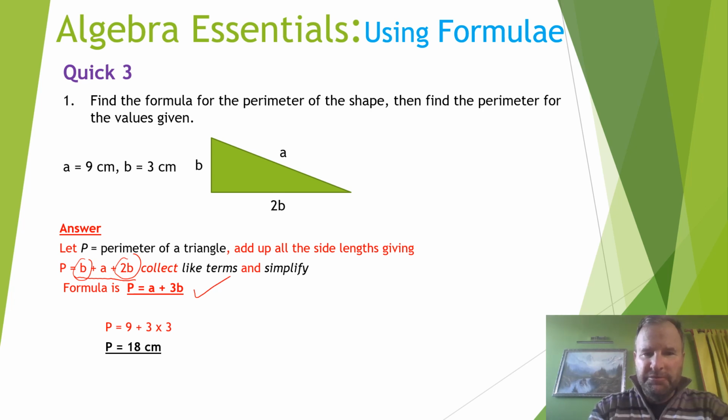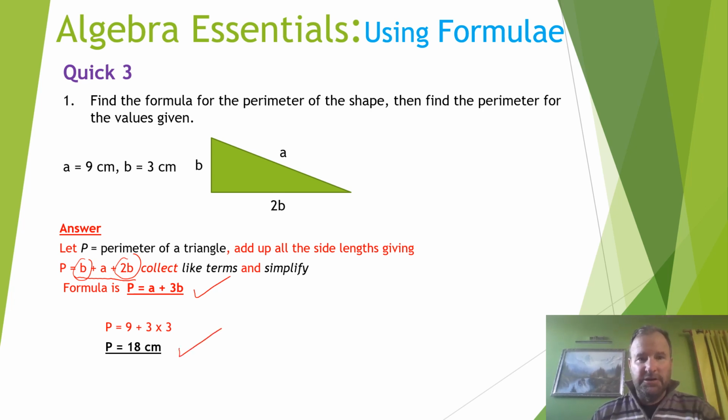Then we can work out the perimeter. A is 9 centimeters, B is 3, so the total perimeter is 18 centimeters. Well done if you got that correct. Here's the next question for your answer.